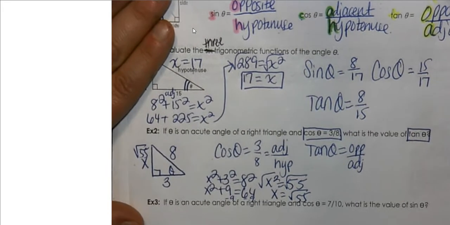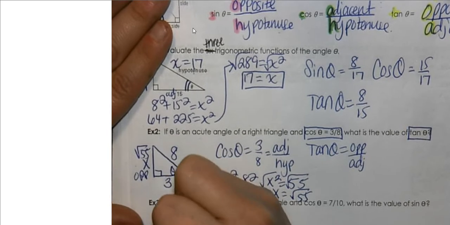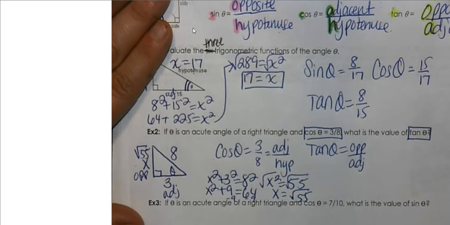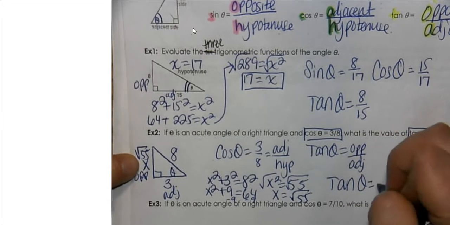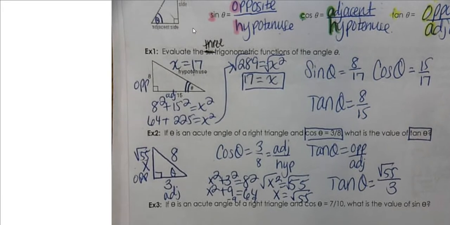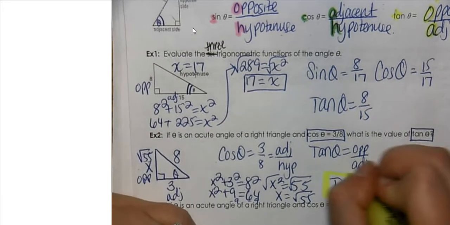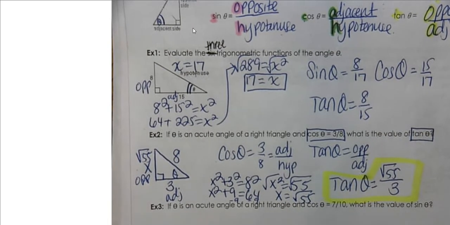So now that I know that the opposite is the square root of 55, and I already knew the adjacent, I can now find the tangent of theta is equal to the opposite, which is the square root of 55, divided by the adjacent, which is 3. Now here's the truth. If there existed a radical in the denominator, I would have to rewrite this in simplified radical form by rationalizing the denominator. You might see that in an assignment, so I'm just putting that out there.